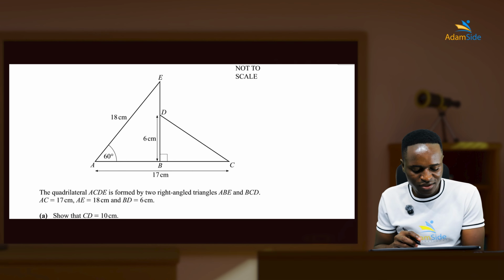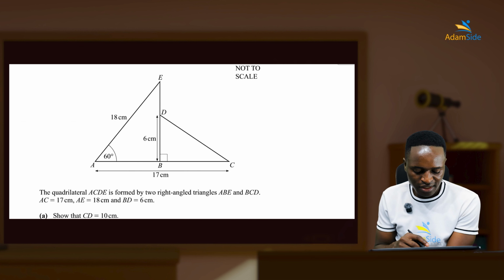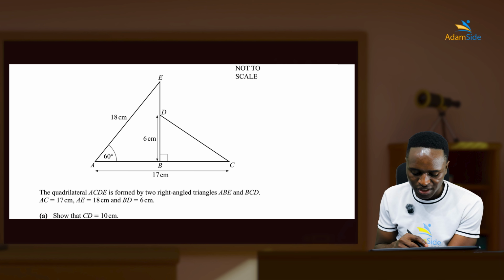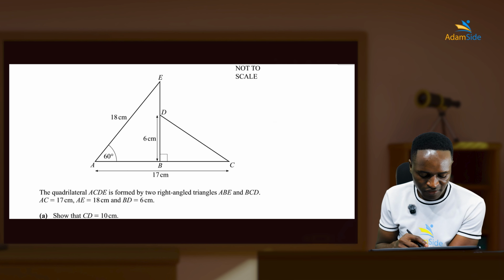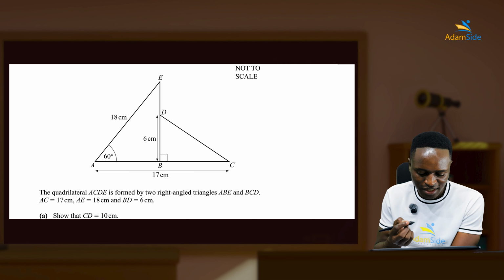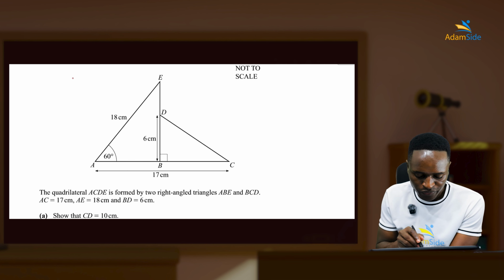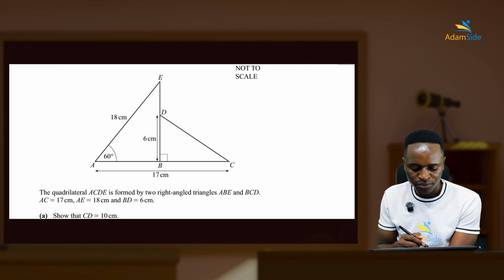Number 18, this is good. The quadrilateral ACDE is formed by two right-angled triangles, ABE and BCD. AC is equal to 17, the height, and AE is 18 centimeters, and BD is equal to... Show that CD is equal to 10 centimeters.